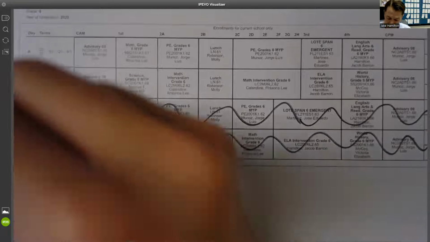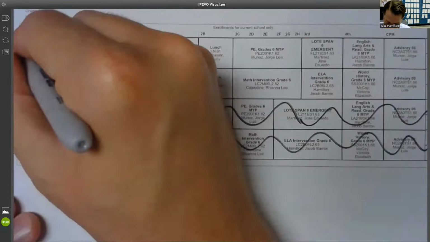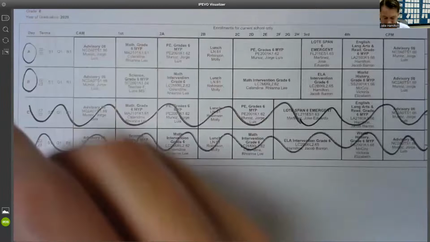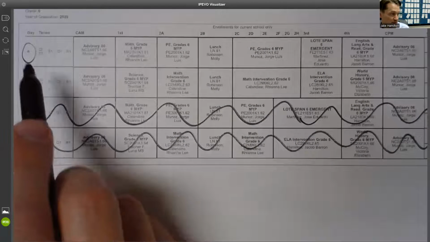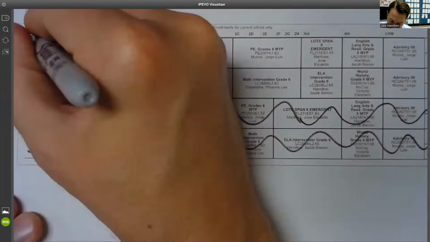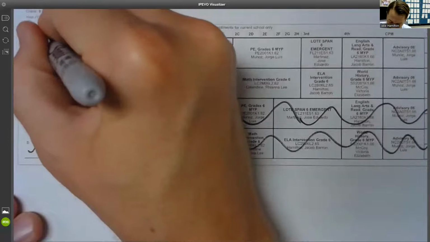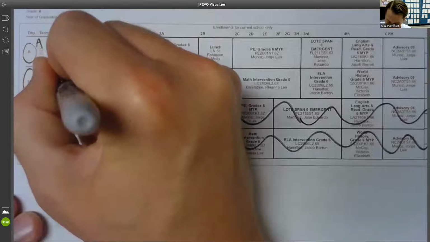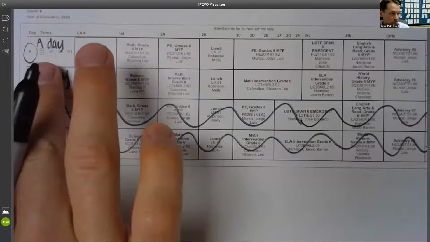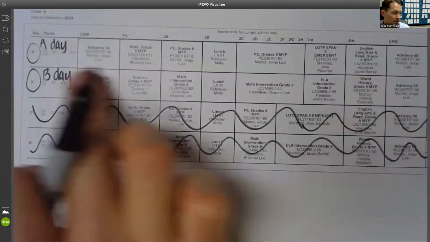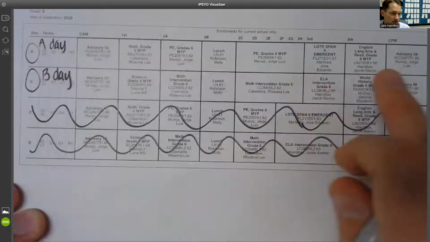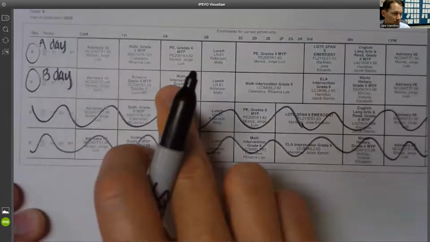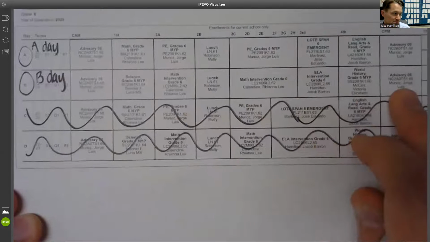Now, the first thing that you can do is circle A and B on these rows. That means A day and B day. Even if you want to, you could write A day on one row and B day on the other. And essentially, you're going to read your schedules across. So everything in row A is going to be your A-day classes. Everything in row B is going to be your B-day classes.